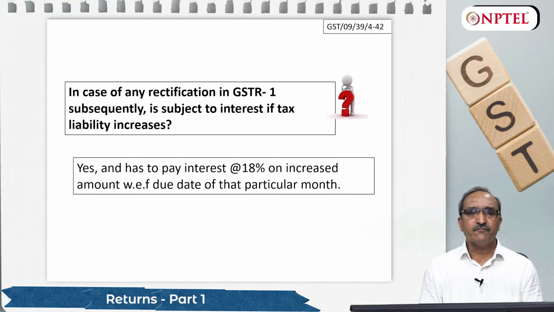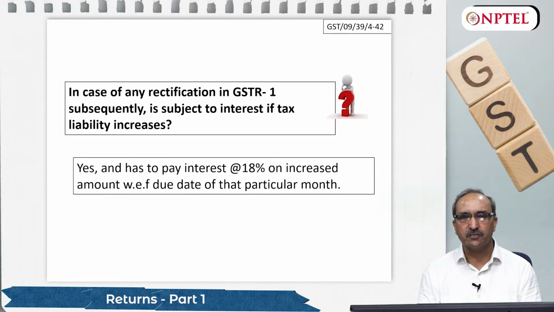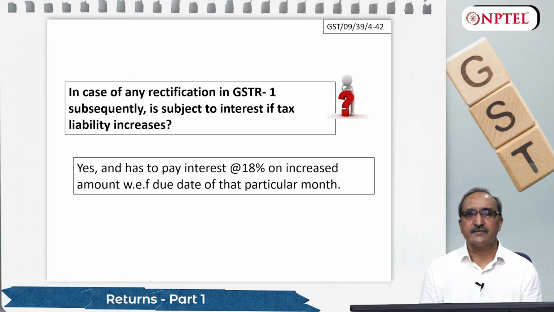Friends, if there is any rectification required under GSTR 1, meaning whatever sale you have declared to the GST portal through GSTR 1, the monthly return, and later on in that rectification your tax liability has increased, then definitely the additional amount of tax has to be paid along with interest. Interest will be applicable on this rectification and you have to pay interest at the rate of 18%.